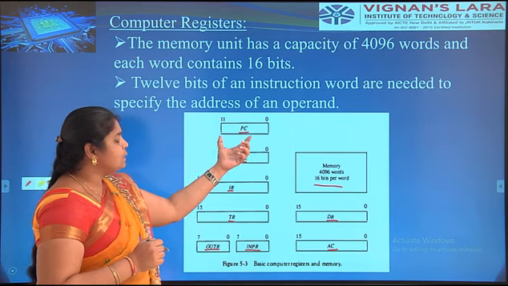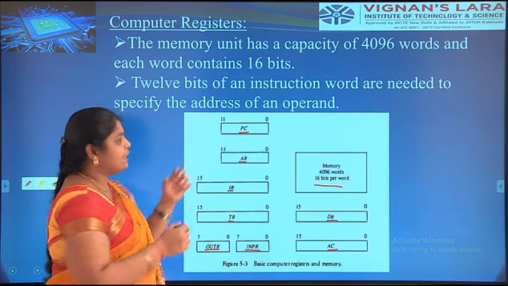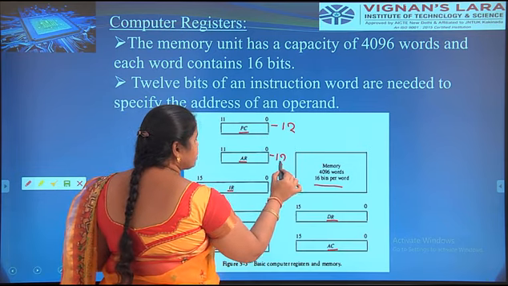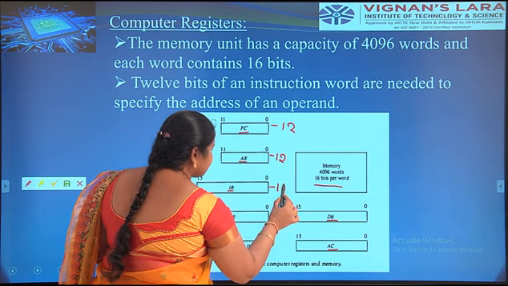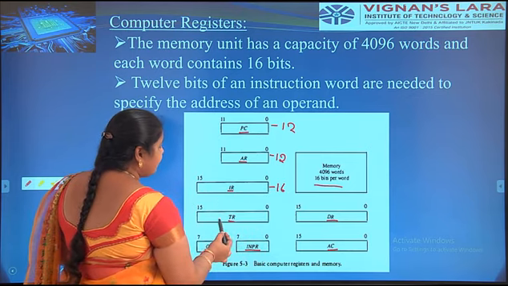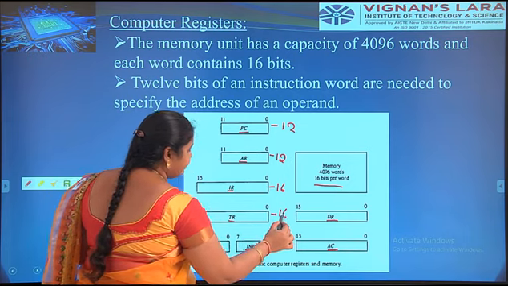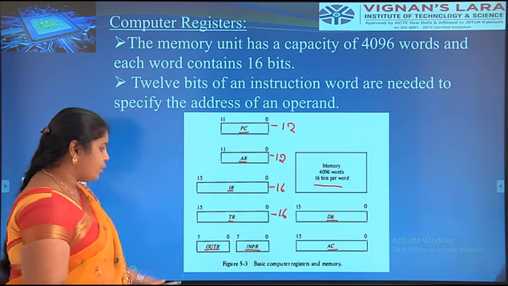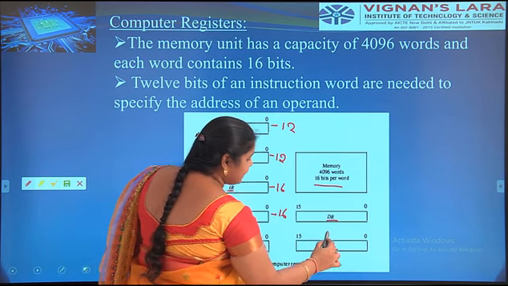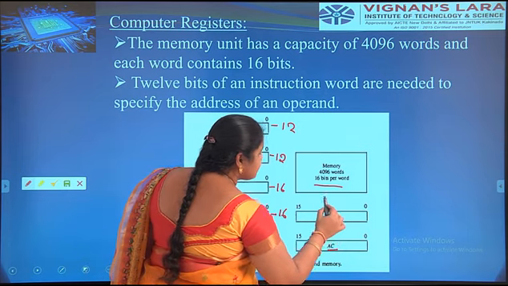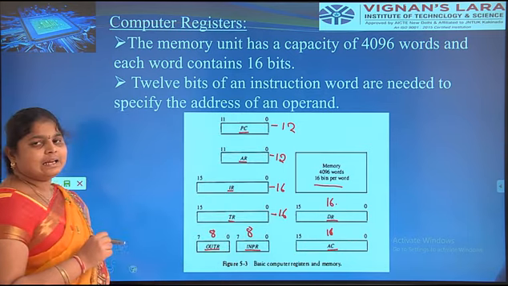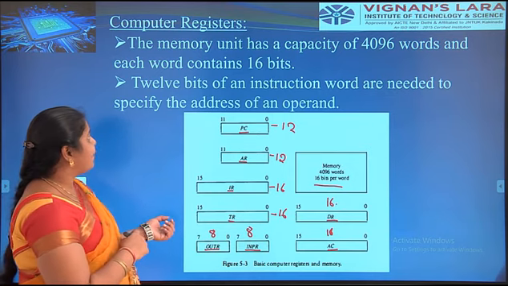PC holds 0 to 11, which means 12 bits. The address register also contains 12 bits. The instruction register contains 16 bits. That's why the instruction format is 0 to 15. The temporary register is also 16 bits. The input register and output register contain 8 bits. This is the accumulator, which also consists of 16 bits. The data register is also 16 bits. These are the registers involved in the common bus.